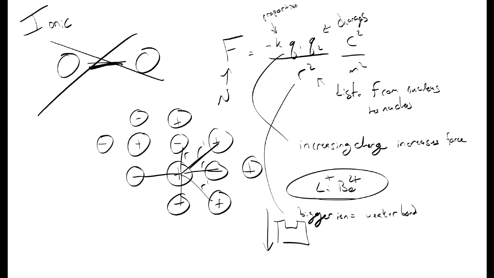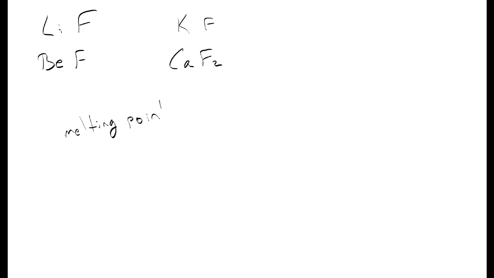And this is the sort of thing we can see when we actually look at compounds, okay? Such that we can compare lithium fluoride to, let's keep it simple, beryllium fluoride versus potassium fluoride and calcium fluoride. And what we would compare would be melting points. Because when you think about it, you're trying to melt a crystal, you're trying to get all those ions free, you're trying to break the ionic bond throughout the structure. So the stronger the bond, the higher the melting point is going to be.